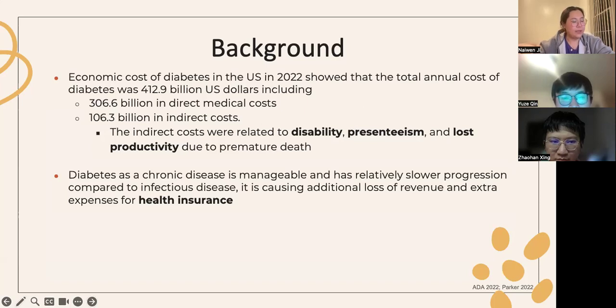Type 2 diabetes not only introduced a public health problem, it also caused some economic cost. A report in 2022 shows the cost of diabetes was 412.9 billion US dollars, including 106.3 billion in direct cost, which related to disability, presenteeism, and loss of productivity due to the premature deaths related to diabetes. Diabetes as a chronic disease is manageable and has relatively slower progression compared to other diseases.